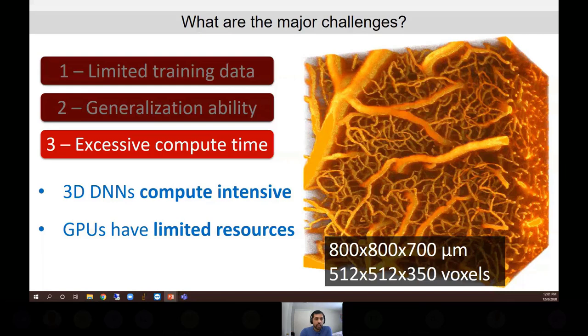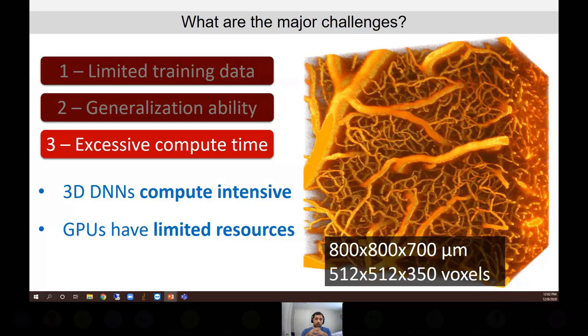And the final challenge which faces deep neural networks for vascular segmentation is excessive computational time. Now, for this particular problem, we are generally dealing with very large-scale 3D data. Like if you look over here, 512 by 512 by 350 voxels doesn't seem a lot. But when you are talking about deep neural networks, this data is huge. And given that the GPUs of these days have limited computational resources, it is very computationally intensive and challenging to implement a deep neural network which can do processing on large data in a fairly low amount of time.